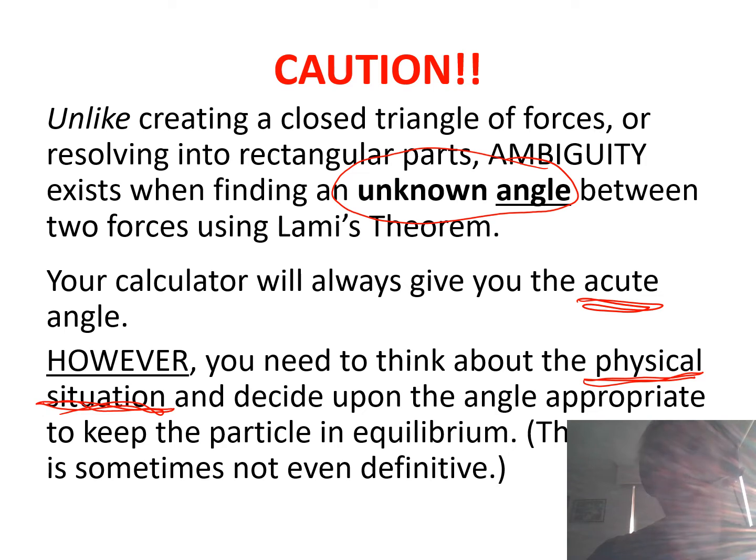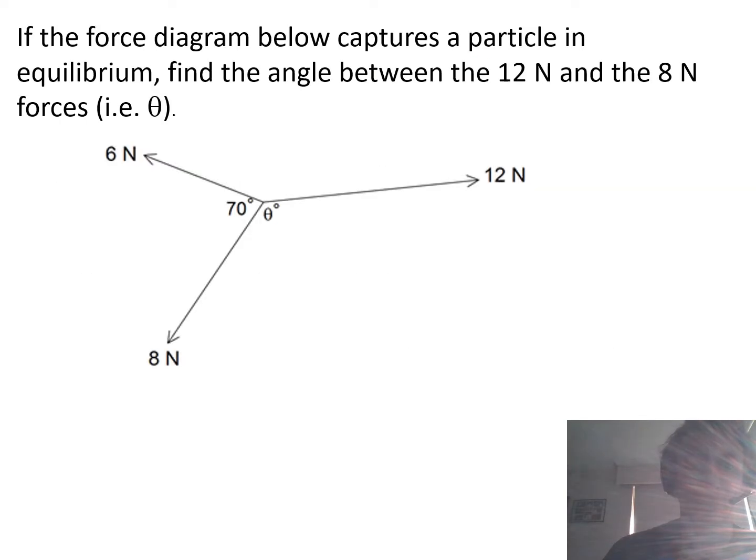But when it's 30 degrees and 150, or 40 and 140, there should be an obvious choice in the matter for determining the required angle. So let's have a look at that situation now. If the force diagram below captures a particle in equilibrium, find the angle between the 12 Newton and the 8 Newton forces. So find this unknown angle.